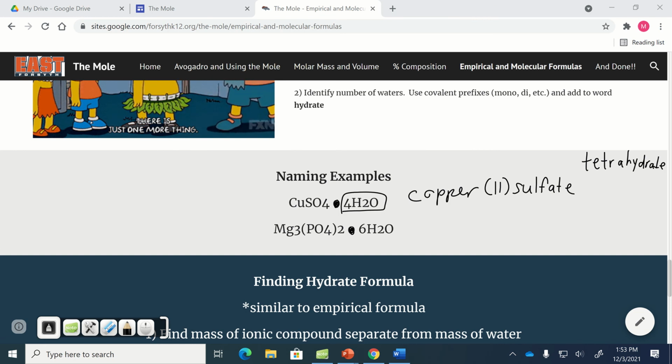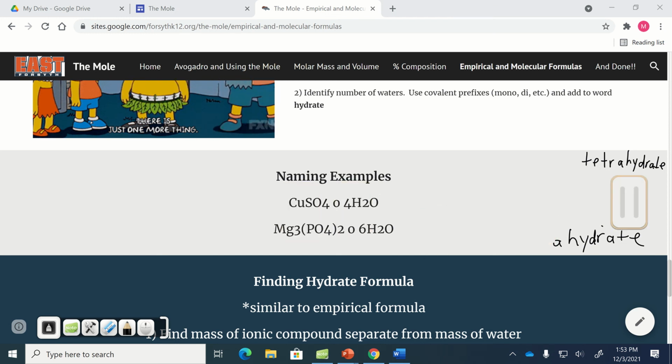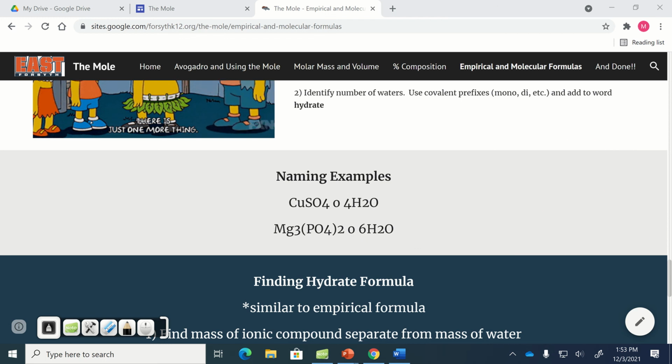Okay? The second one would be magnesium phosphate. 6 waters, so that's hexahydrate. So it's pretty straightforward with the naming. The ionic compound follows the same rules as usual, and then you add the prefix to represent the number of waters, and you add the word hydrate to it. Okay? So that's how we name hydrates.